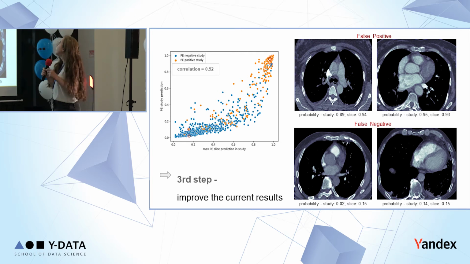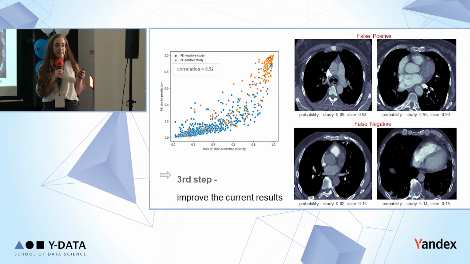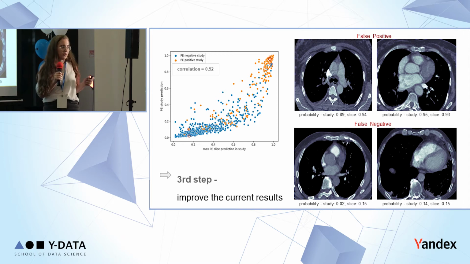So for the false positive, the radiologist said there's an RV-LV ratio much larger than 1, which is a major indicator for PE. And for the false negative, in one slice, she said it's a difficult case to identify, and in the other, she didn't notice PE, which may indicate there's some noise in the labels. So based on this analysis, we're trying to improve the current results.